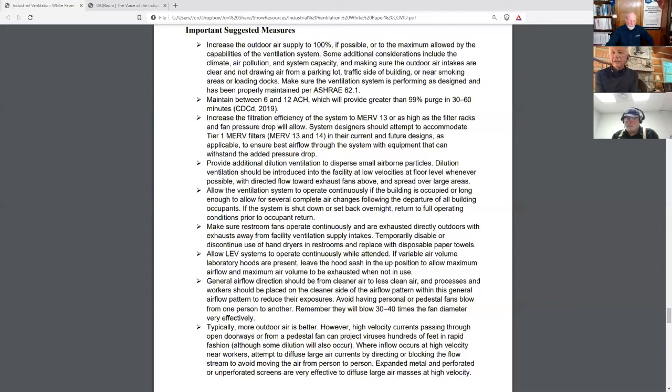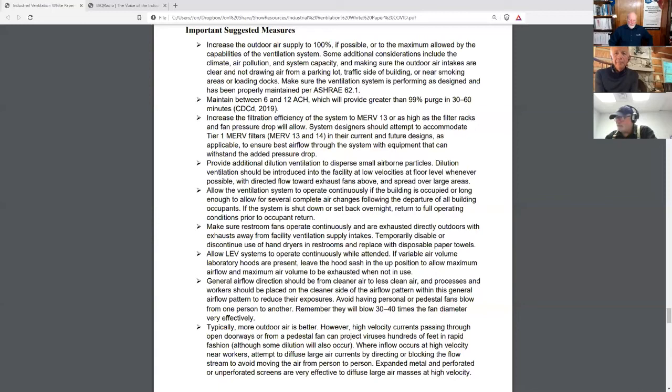Increase your filter efficiencies to MERV 13. ASHRAE came out with some really beautiful stuff that showed us how efficient the MERV 13 and 14 filters are, especially the electret type filters. And they do get very high efficiency. They may only be getting 90% of COVID, but again, this is all about reducing risk, mitigating risk. We can't eliminate the risk of COVID. So that's another really great piece of advice.